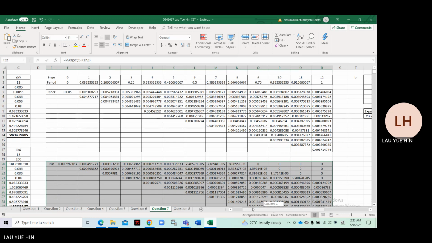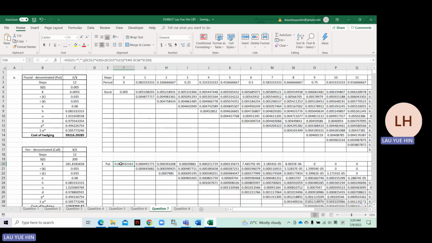So I'll construct a put binomial tree. And then after I construct a put binomial tree, I can find the cost of hedging, which is the put times the 100 million. And then I'll find the cost of hedging for pound denominated, which is 59216.29285.